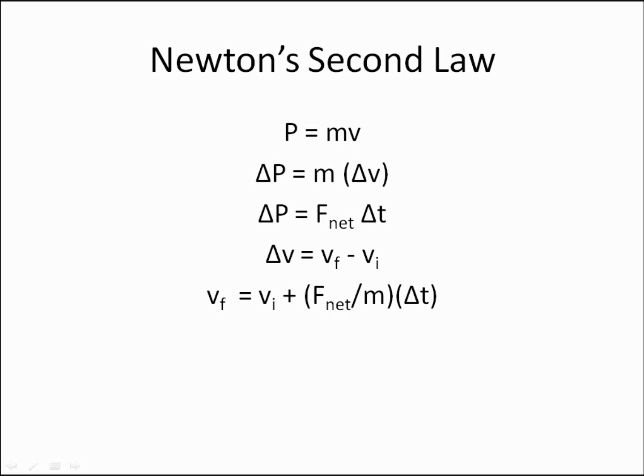Newton's second law is derived from the momentum principle, which states that momentum is equal to mass times velocity. If you take the derivative of that, you find that the change in momentum is equal to the mass times the change in velocity. However, because the change in momentum is equal to the net force times the change in time, you can combine the two equations to get the more practical equation: final velocity is equal to the initial velocity plus the net force divided by the mass times the change in time.